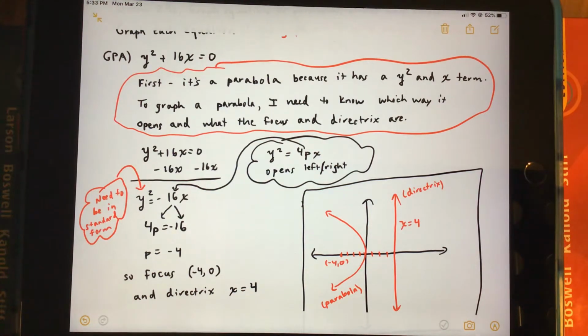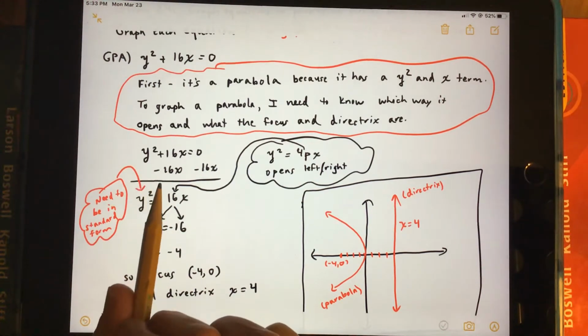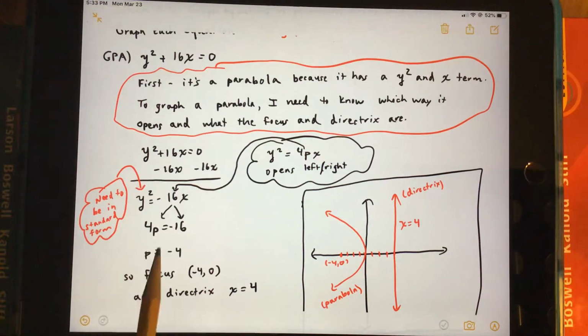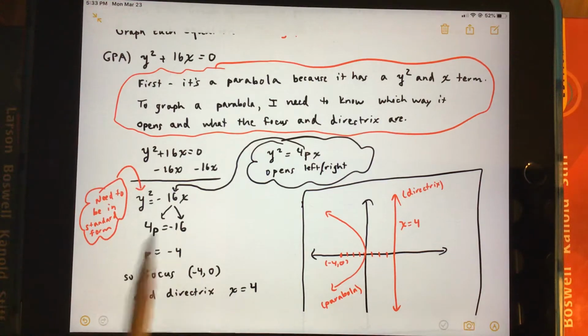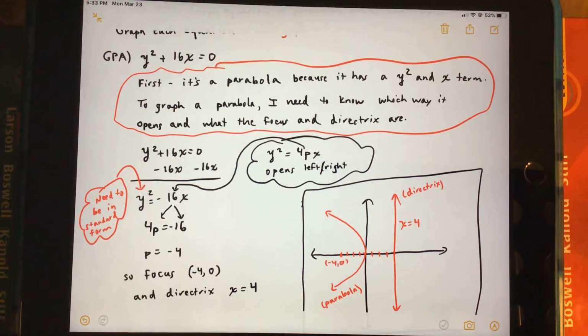To graph this parabola, we're going to need to know which way it opens and what the focus and directrix are. So first thing we're going to do is get this into standard form. We're going to subtract 16x from both sides and see in standard form that we have a parabola y squared equals negative 16x. And recall that parabolas that are the y squared type will open either left or right. If this were an x squared and this were a y, then we would know that it opens up or down. Then we have the y squared type here.